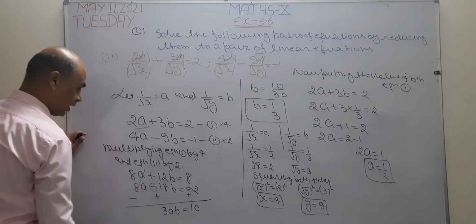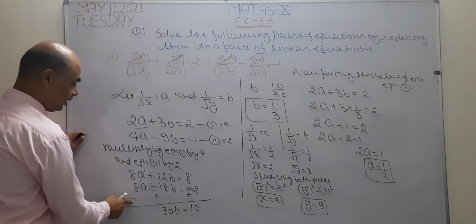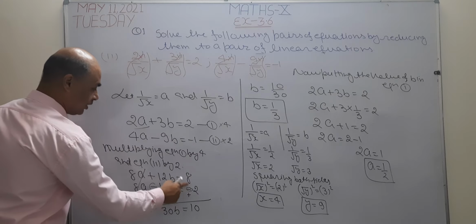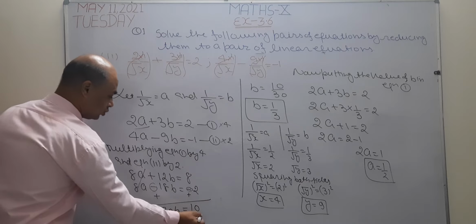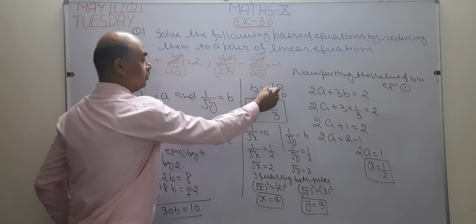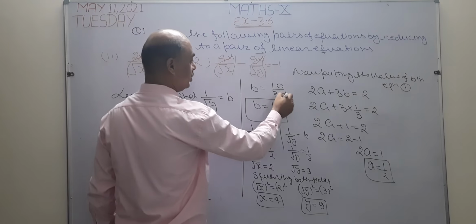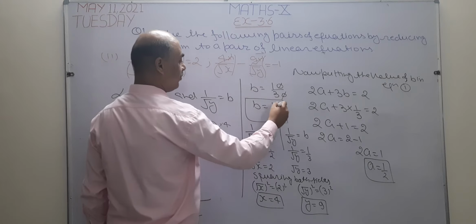Now this term is going to cancel. Positive term is cancelled with negative term. Now see, plus 18 plus 12 becomes 30b. Again plus 8 plus 2 becomes 10. So this becomes b equal to 10 by 30. 30 goes towards the denominator of 10. So now this is cancelled. What is the value of b? Value of b becomes 1 by 3.